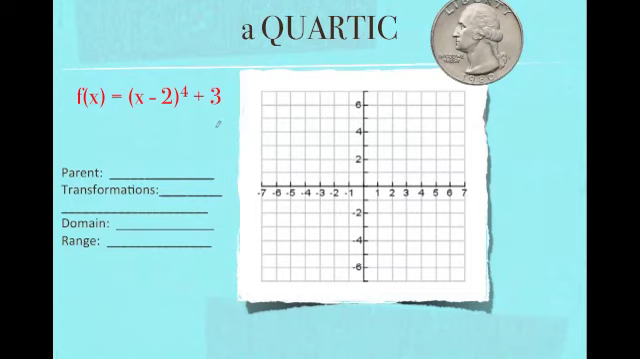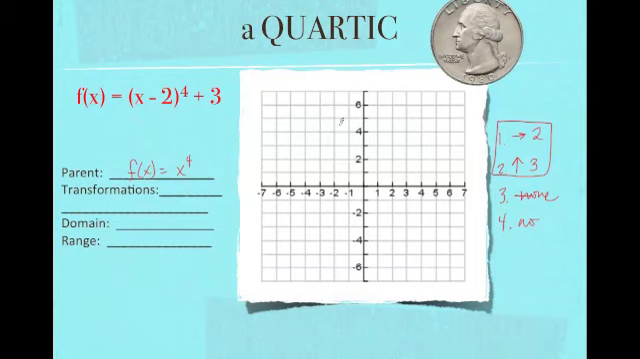Okay, so when we're looking at the quartic, we consider the same things. I know this is a quartic, so my parent function is x to the 4th. When I'm looking at transformations, I'm looking for 4 things. And for this one, I'm going to go to the right 2, and I'm going to go up 3 when I graph it. There is no stretch, and there is no reflection. So the only thing I have to worry with is this.